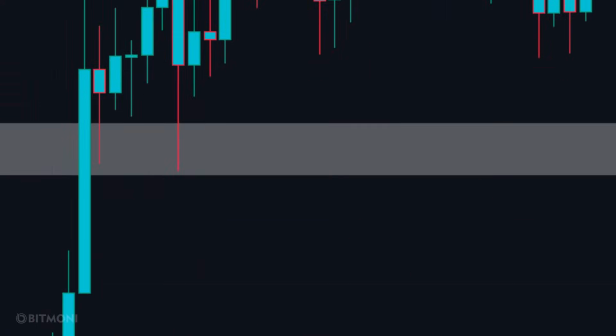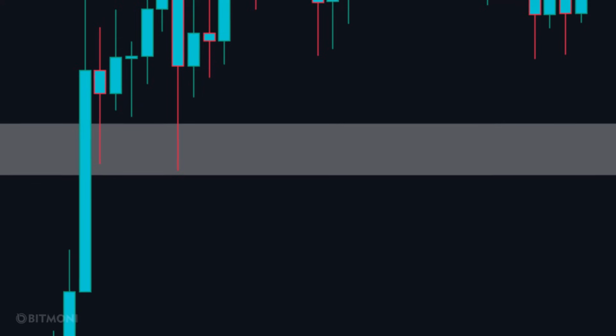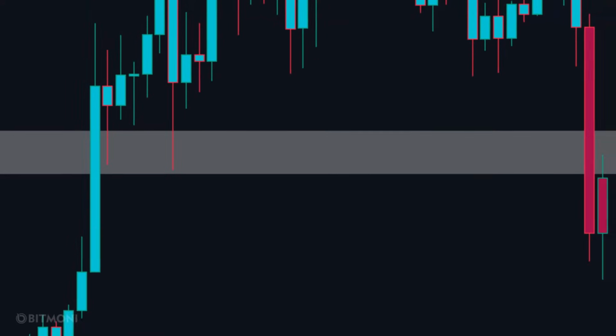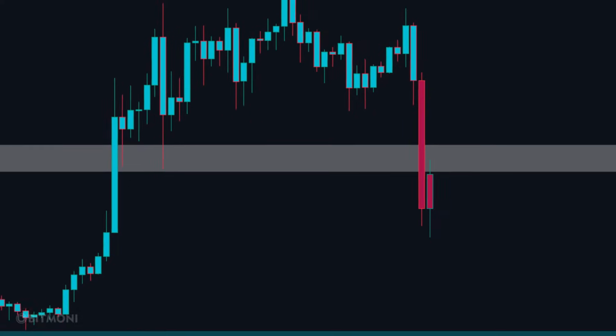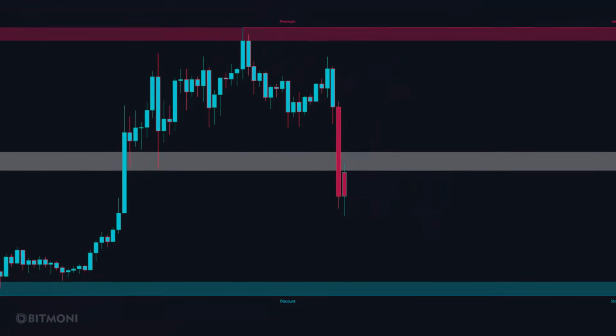While the white zone signifies the equilibrium, where price is considered fair or balanced between buyers and sellers. By clearly highlighting these zones on the chart, the indicator allows traders to make more informed decisions based on price positioning within the market structure.